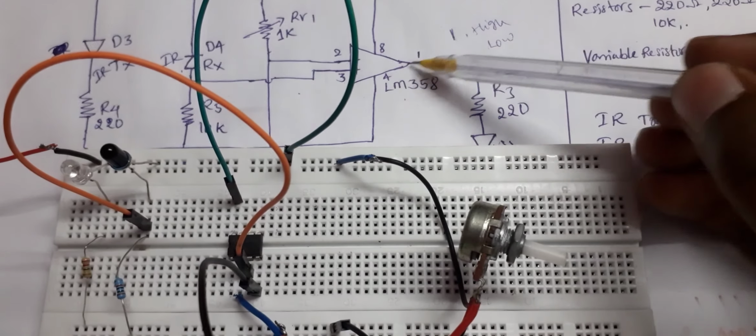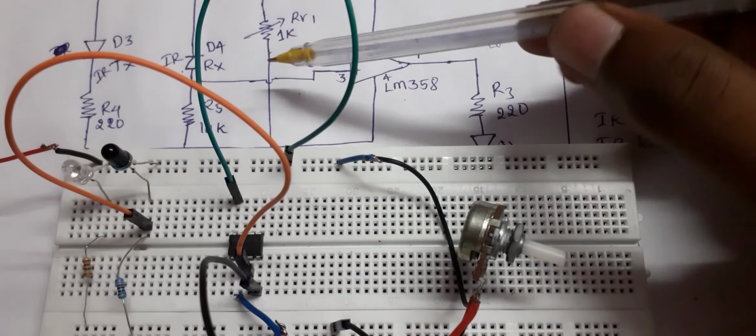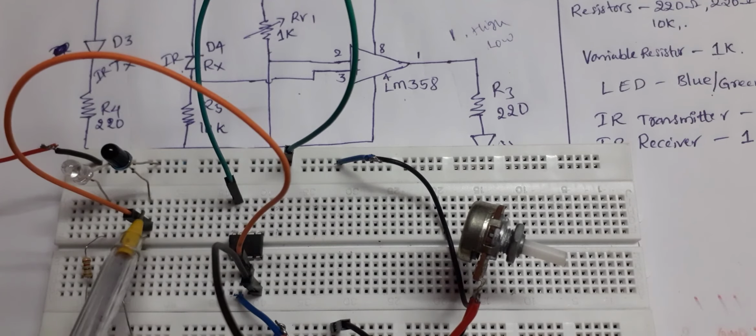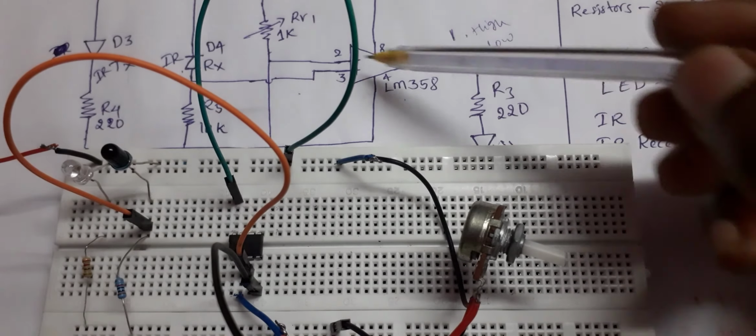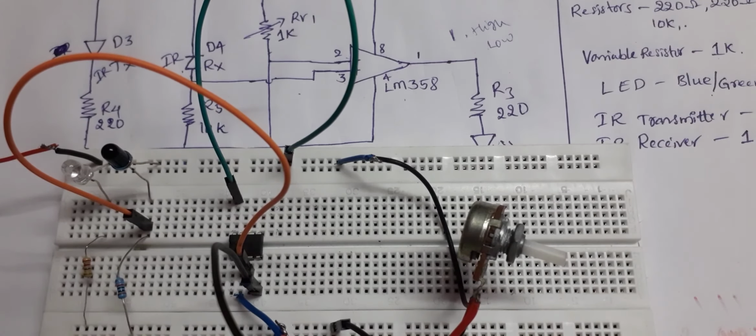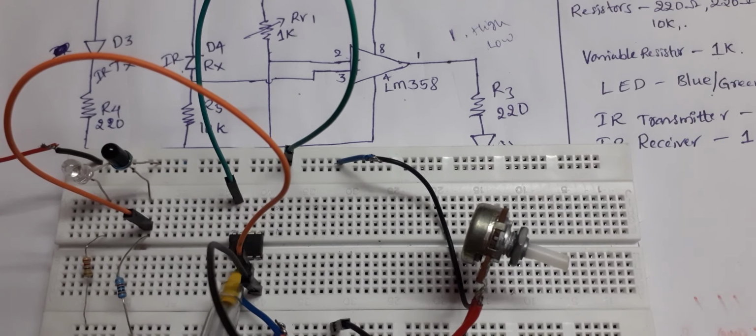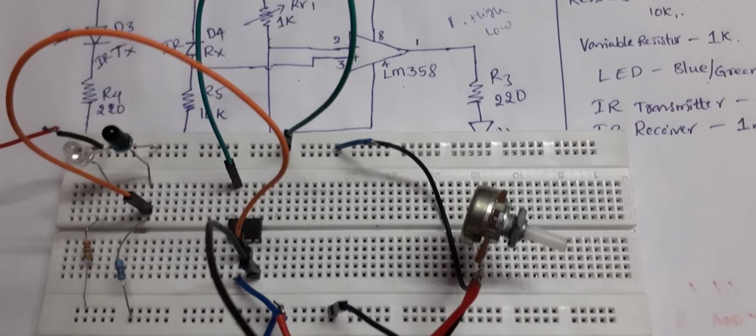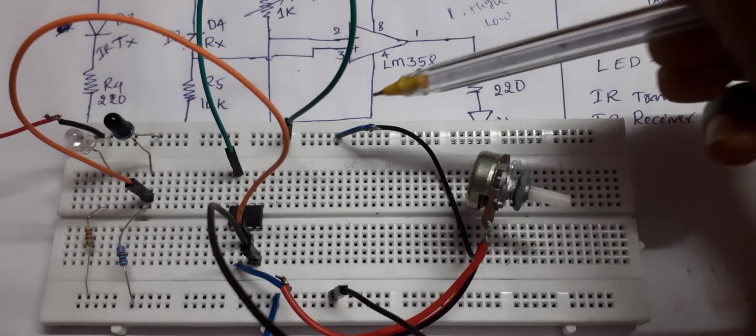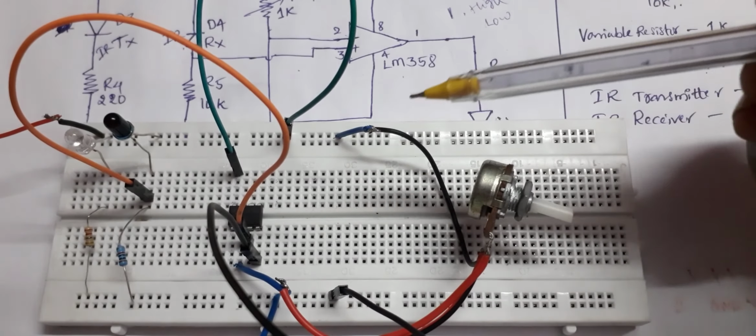Next, the third pin is connected to the IR receiver. So this is the third pin, connected to the receiver, and the second pin is connected to the potentiometer. So this is the potentiometer. The first terminal is connected to the op amp second pin, the second terminal is grounded, and the third terminal is connected to the VCC.